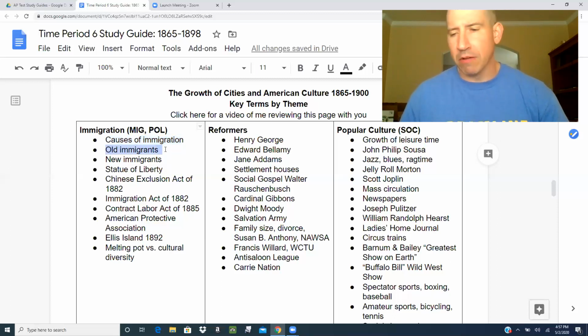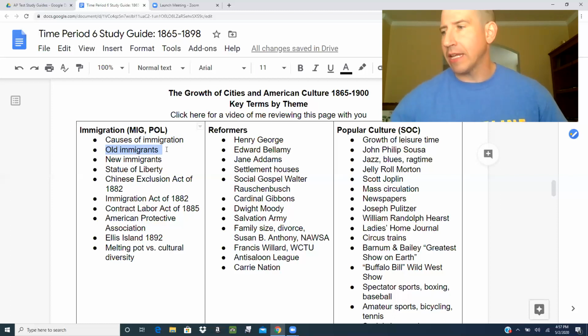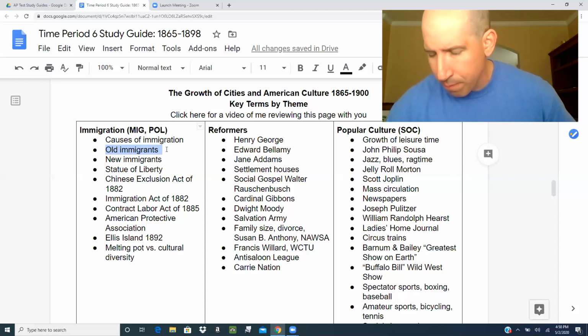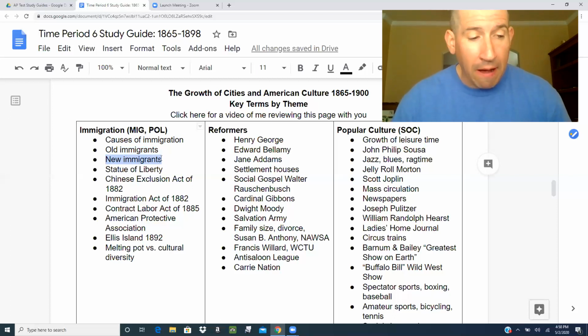Remember, old immigrants are primarily Northern and Western Europeans who have some skills. Most were Protestant. Yes, we have the big wave of Irish Catholics and some German Catholics. But they're generally more educated, had more skills, were not dirt poor coming over, had some English, and a lot were Protestant. New immigrants, there's basically no Protestants, and it's really poor people. I mean, it's people that are destitute that are leaving.